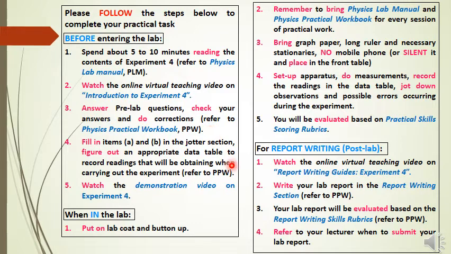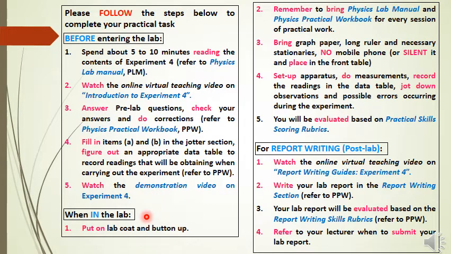Step number 4, fill in items A and B in the jotter section. Figure out an appropriate data table to record readings that will be obtained when carrying out the experiment. Step number 5, watch the demonstration video on experiment 4 before you enter the lab.